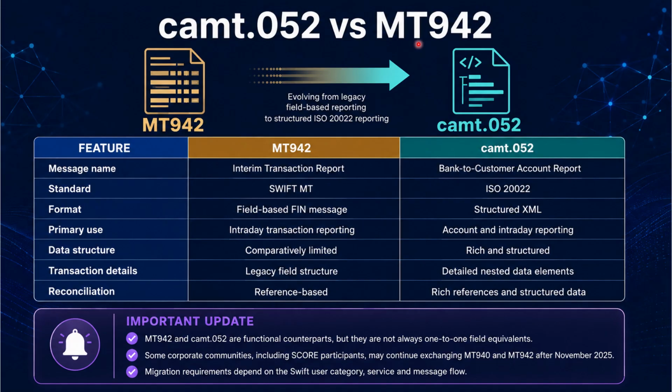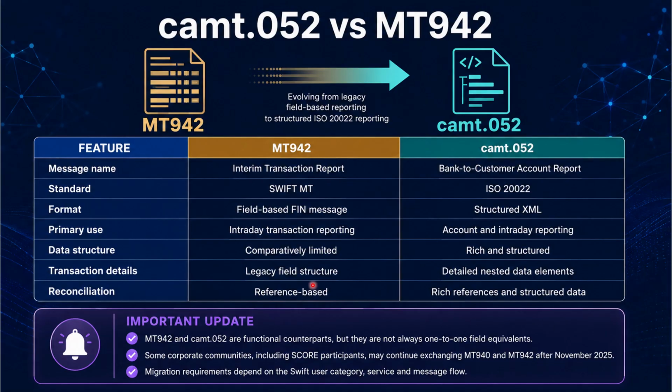camt.052 versus MT942. MT942 is the SWIFT Interim Transaction Report. camt.052 is the ISO 20022 Bank-to-Customer Account Report. MT942 uses the legacy field-based FIN format, while camt.052 uses structured XML. Both support intraday reporting, but camt.052 can carry richer, more structured information and detailed nested transaction data. This can improve automated processing and reconciliation.